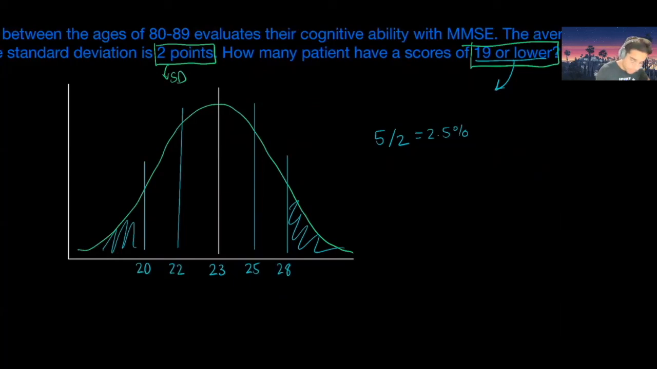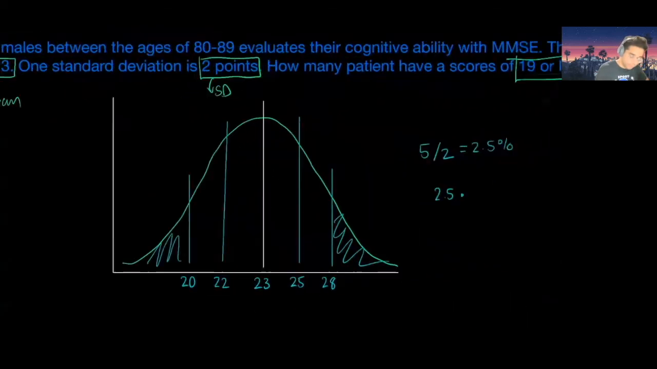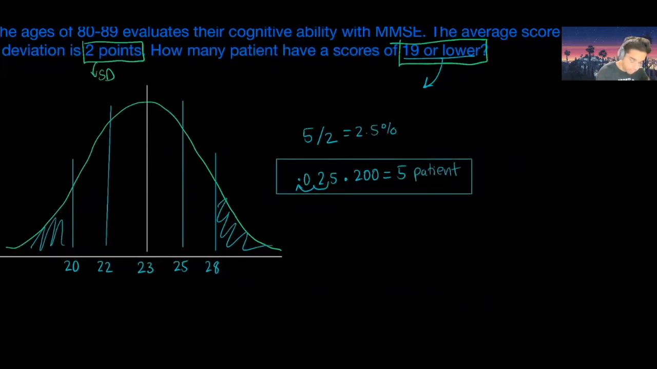So what do we do? We take this 2.5%, and then multiply it by our sample. And our sample, we said, is 200. So multiply that by 200, and what do you get? We have to convert this into fractional units so that we get a clean value, and that's going to be 0.025 multiplied by 200. And what do we get? 5 patients. 5 patients who are essentially below 19 in our MMSE scoring.